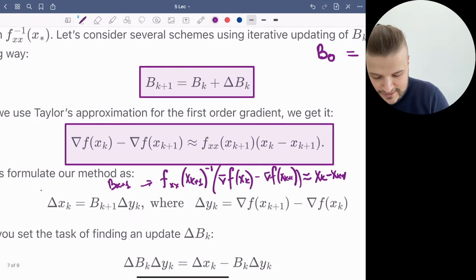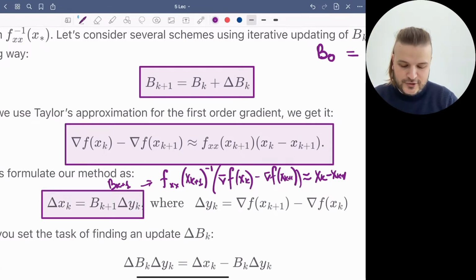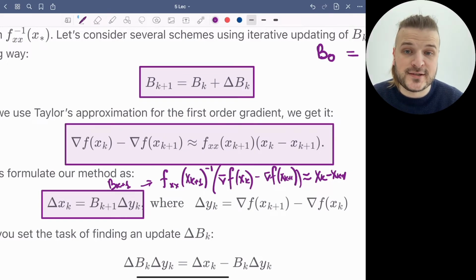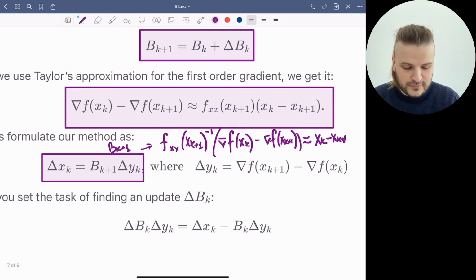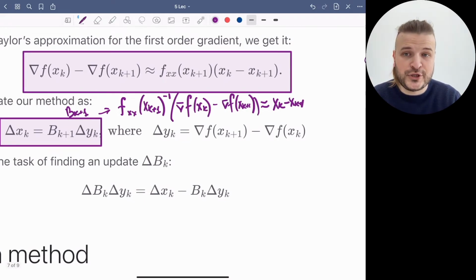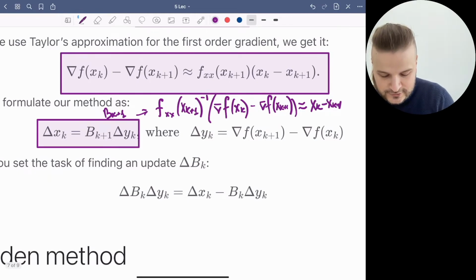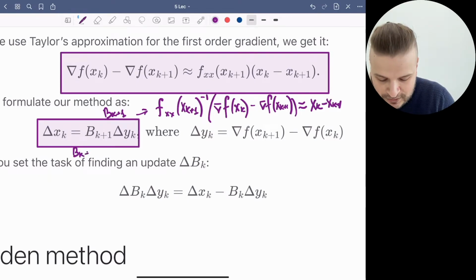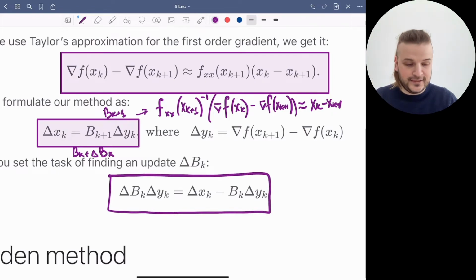So we can express it as follows: the difference of the axes should be close to the difference of the gradients multiplied by the bk plus 1 here. Actually, it could be a bk, that doesn't matter a lot, but for building a procedure, we can use bk plus 1. And if you write what is bk plus 1, which is bk plus delta bk, we'll have the following rule for the delta bk.